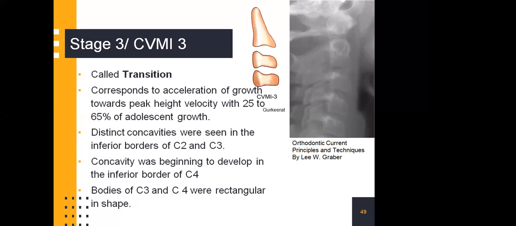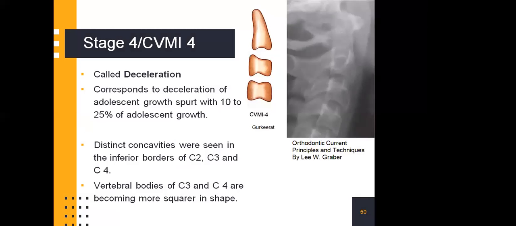C4 also now starts developing concavities on the lower border. The bodies of C3 and C4 are rectangular in shape. Stage 4 is the deceleration stage. It corresponds to deceleration of the adolescent growth spurt, with 10 to 25% of the adolescent growth.